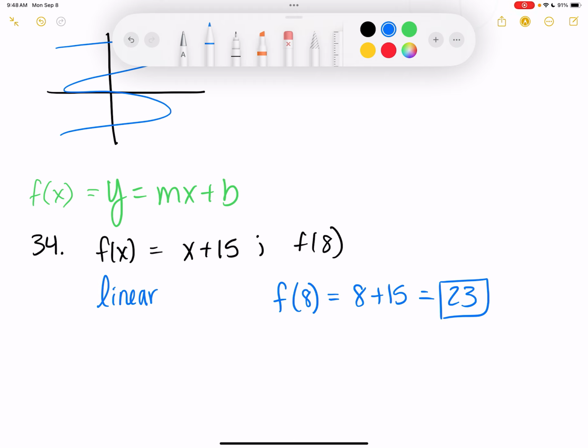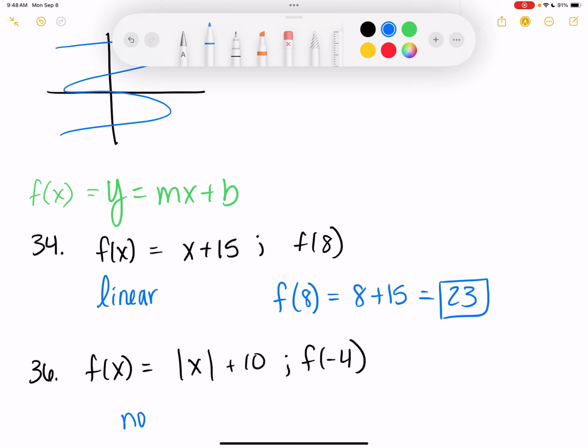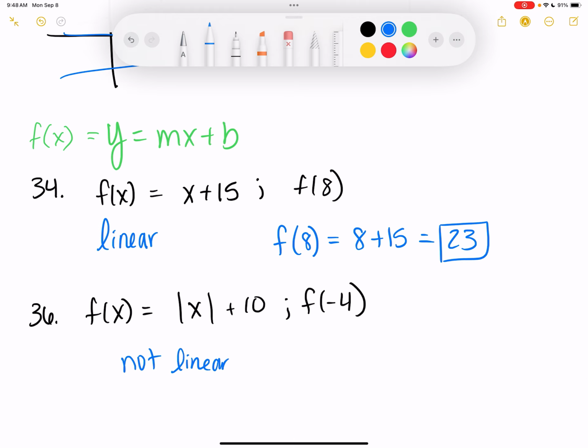All right, 36. f of x is equal to the absolute value of x plus 10. Is this linear? No. So this is not linear. Even though it's not linear, I'm still going to evaluate f of negative 4 is equal to the absolute value of negative 4 plus 10.